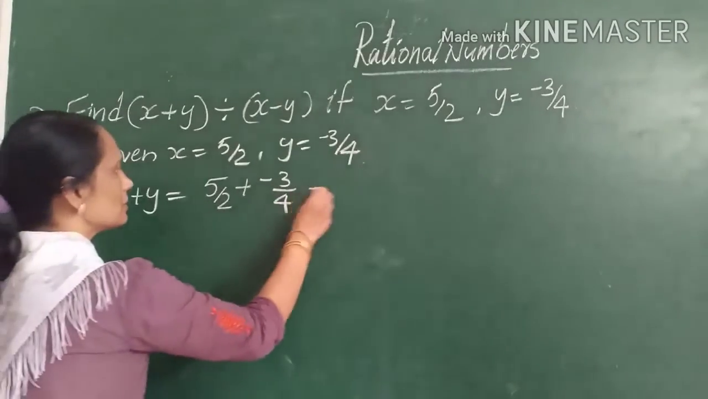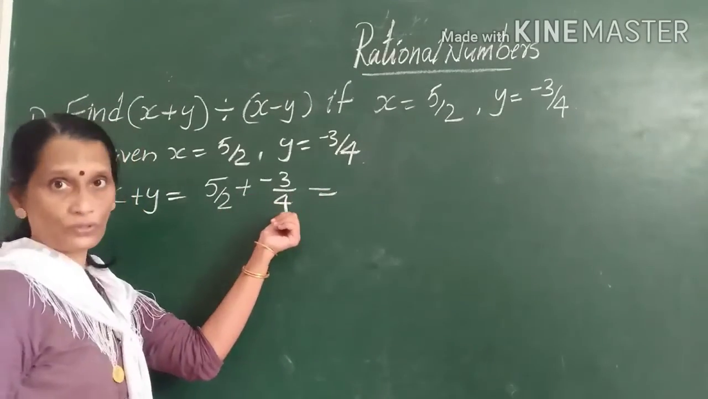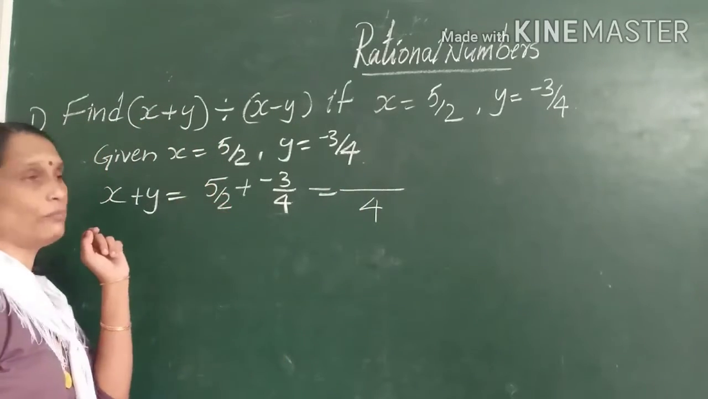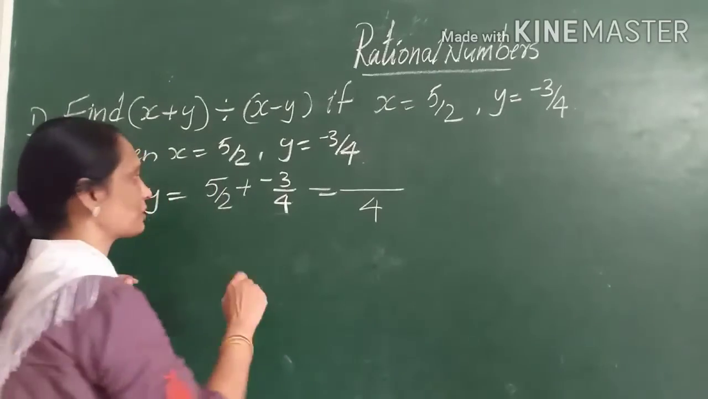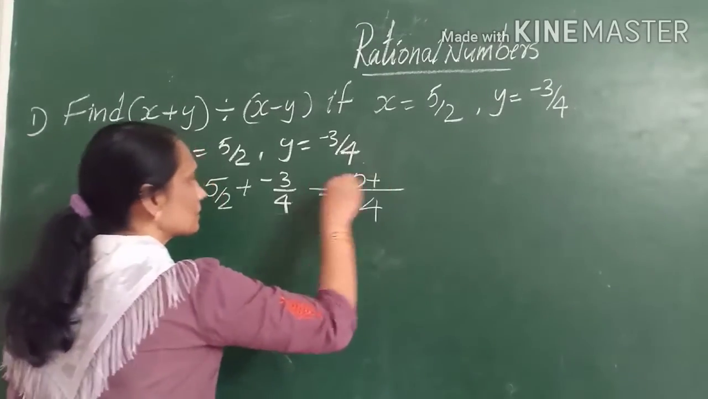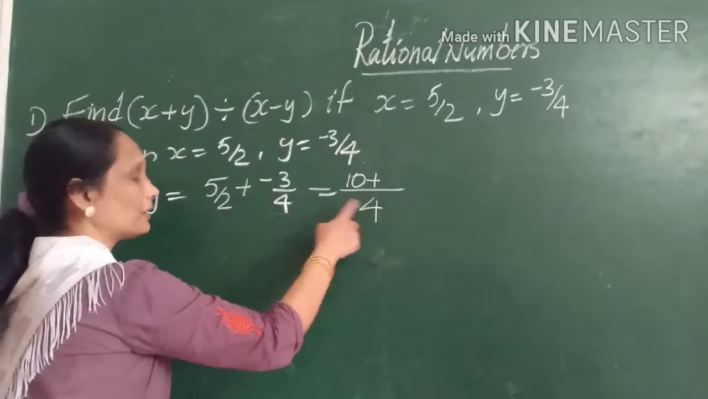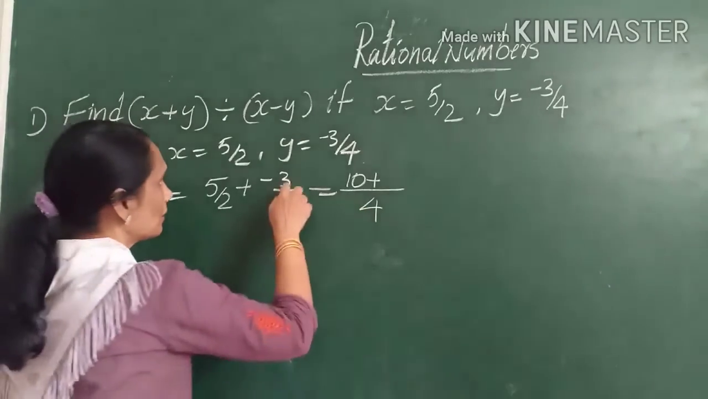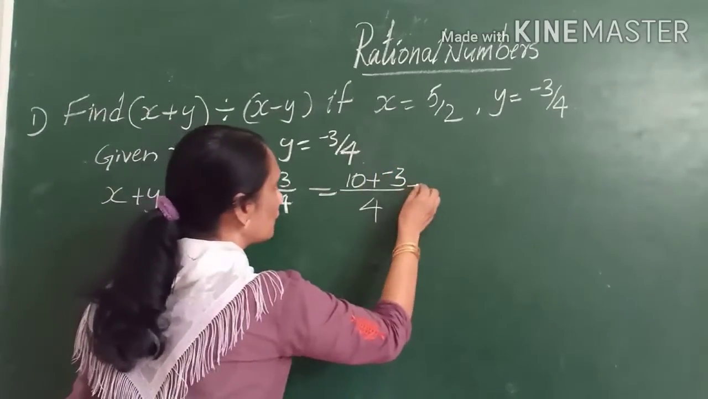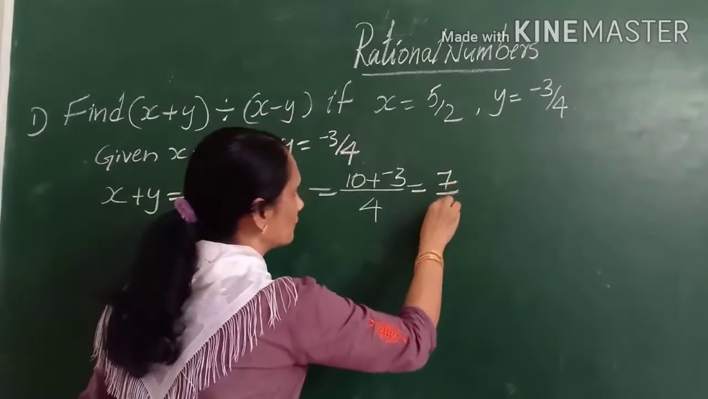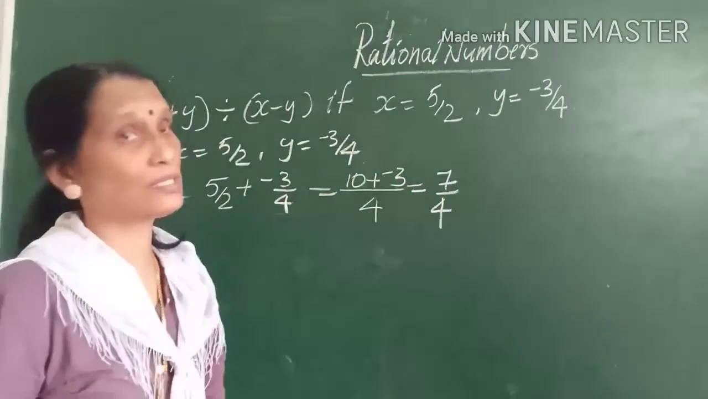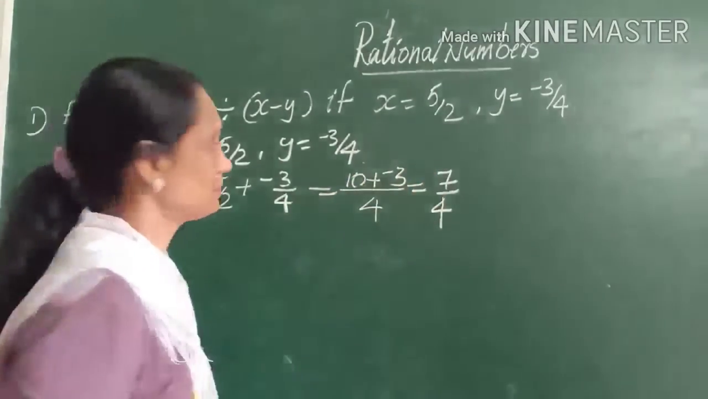So this is equal to, the denominators are 2 and 4. The LCM is 4. Okay. So 5 by 2 will become, how many 2's are 4? 2 2's are 4. So 2 into 5, 10, plus, since the denominator and the LCM are the same, no change will happen for the numerator. So minus 3. So finally we got 7 by 4. Okay, 10 plus minus 3. What is 10 plus minus 3? That is 7. Okay, 7 by 4.